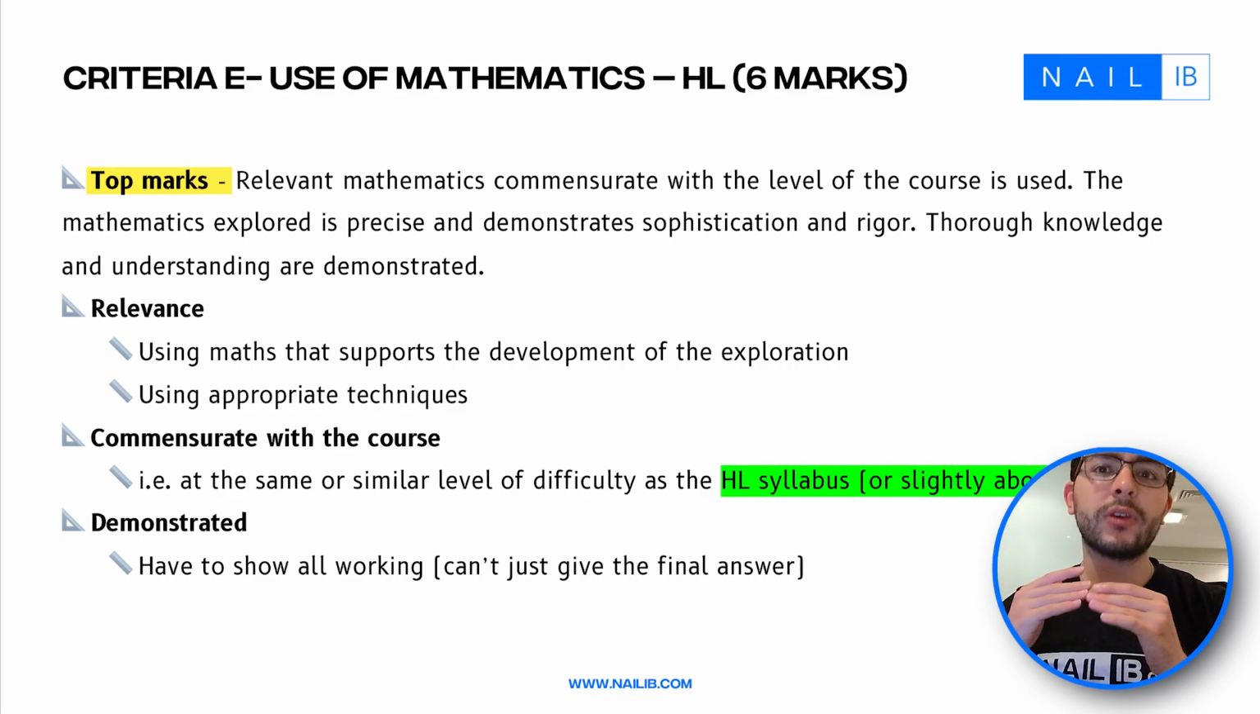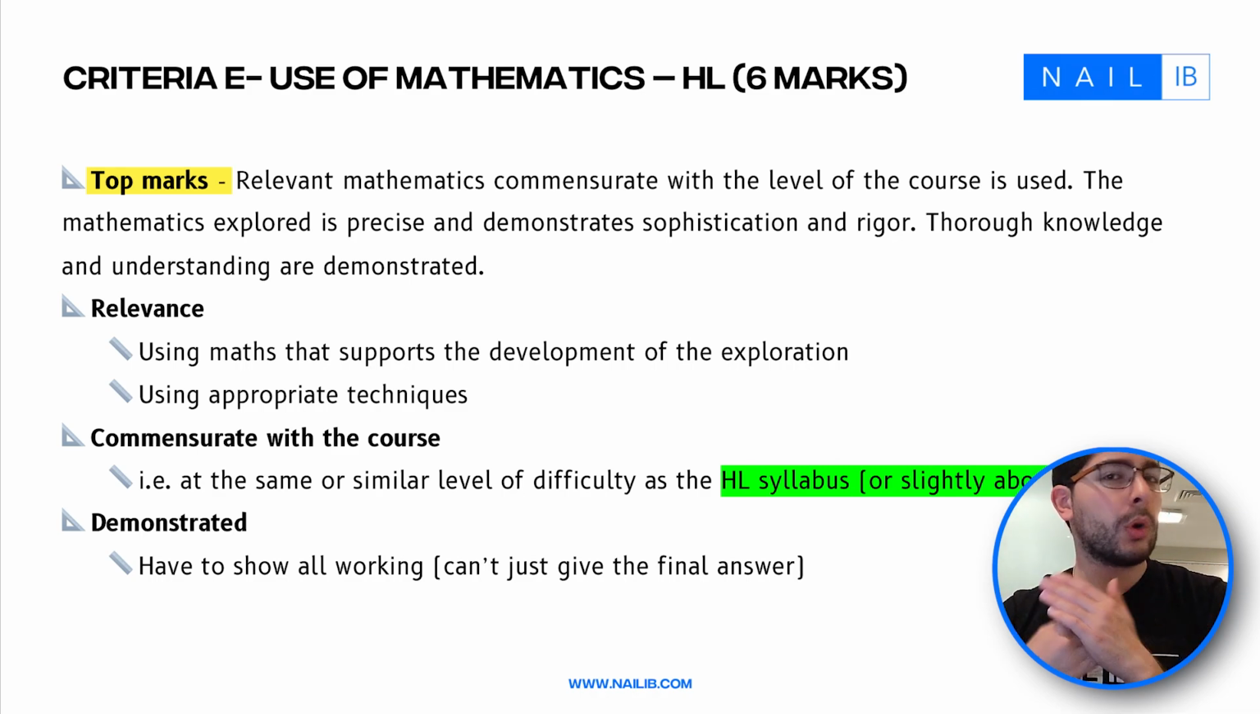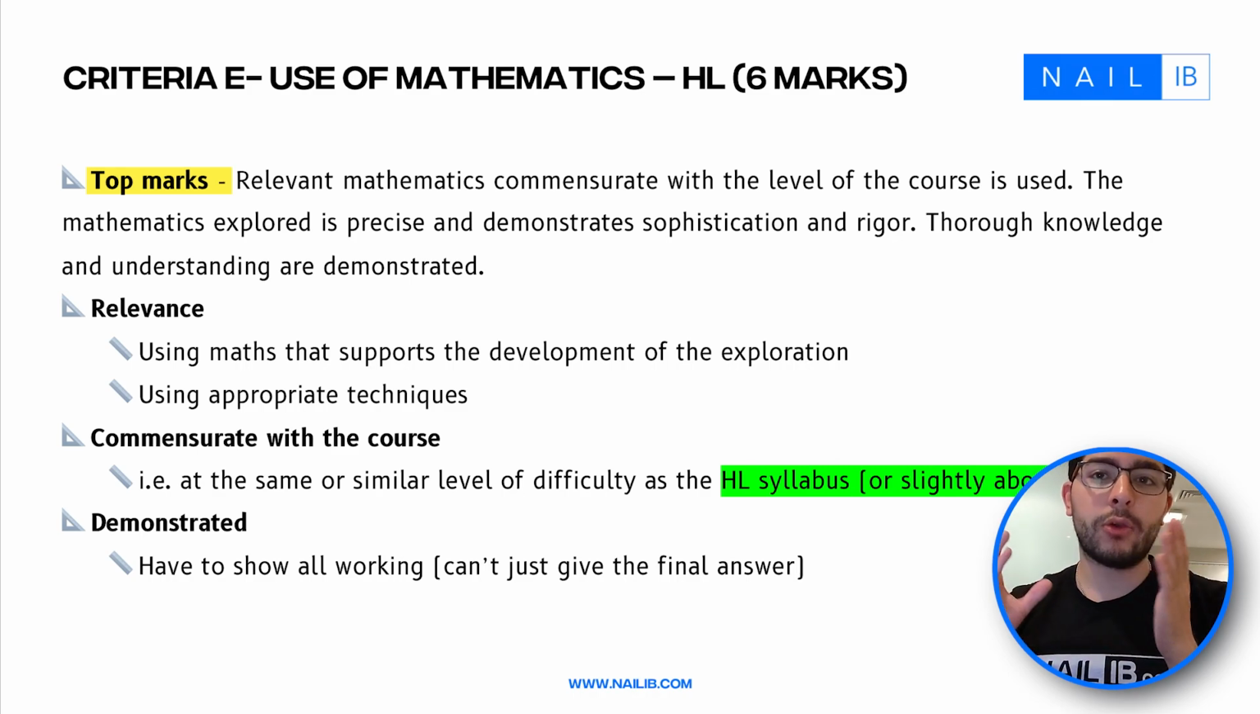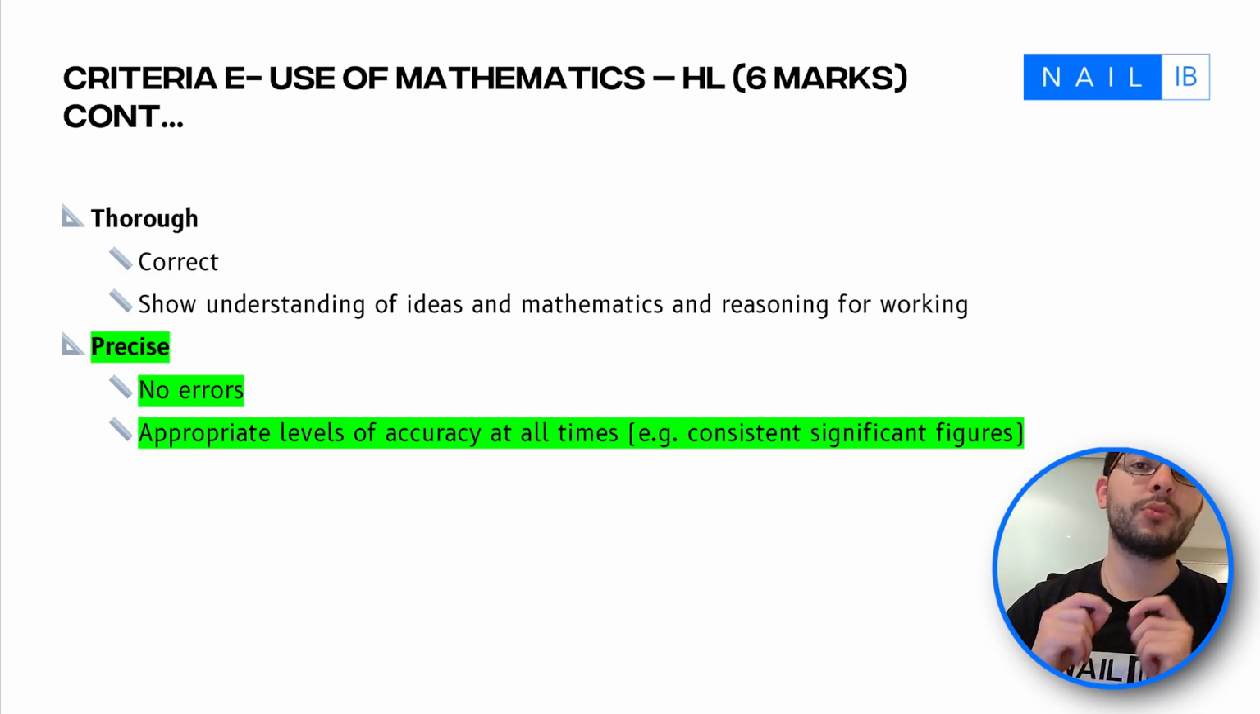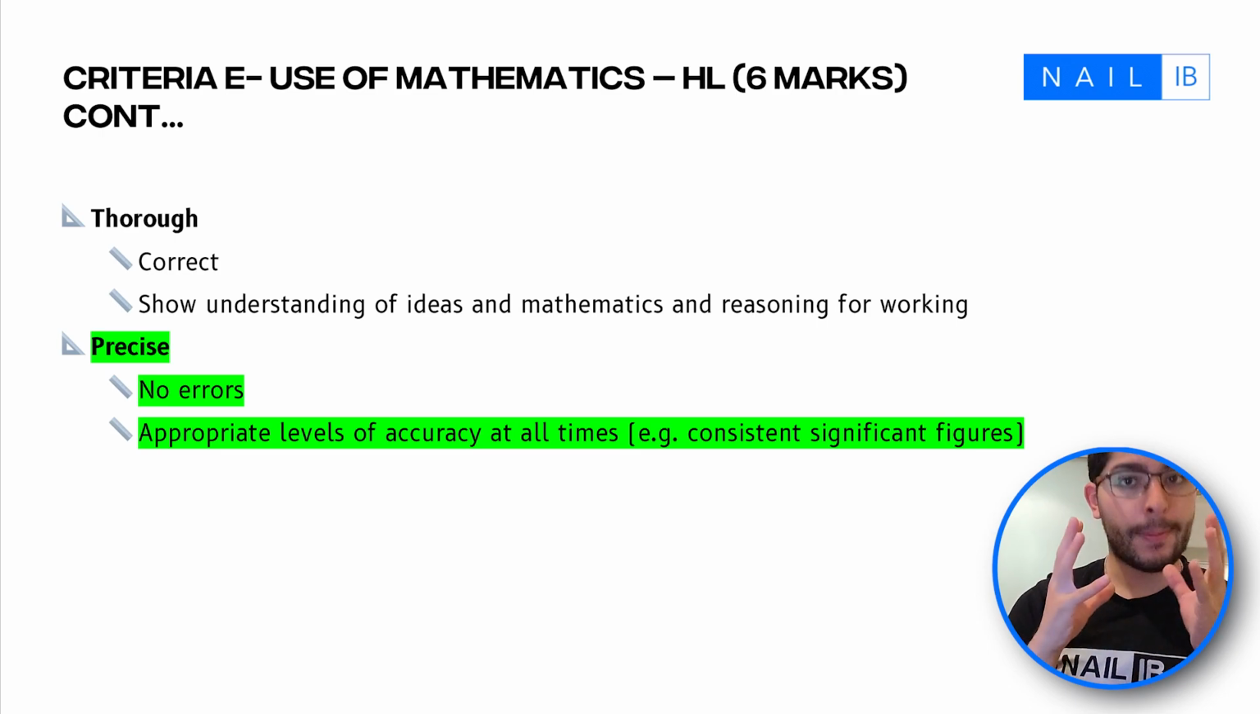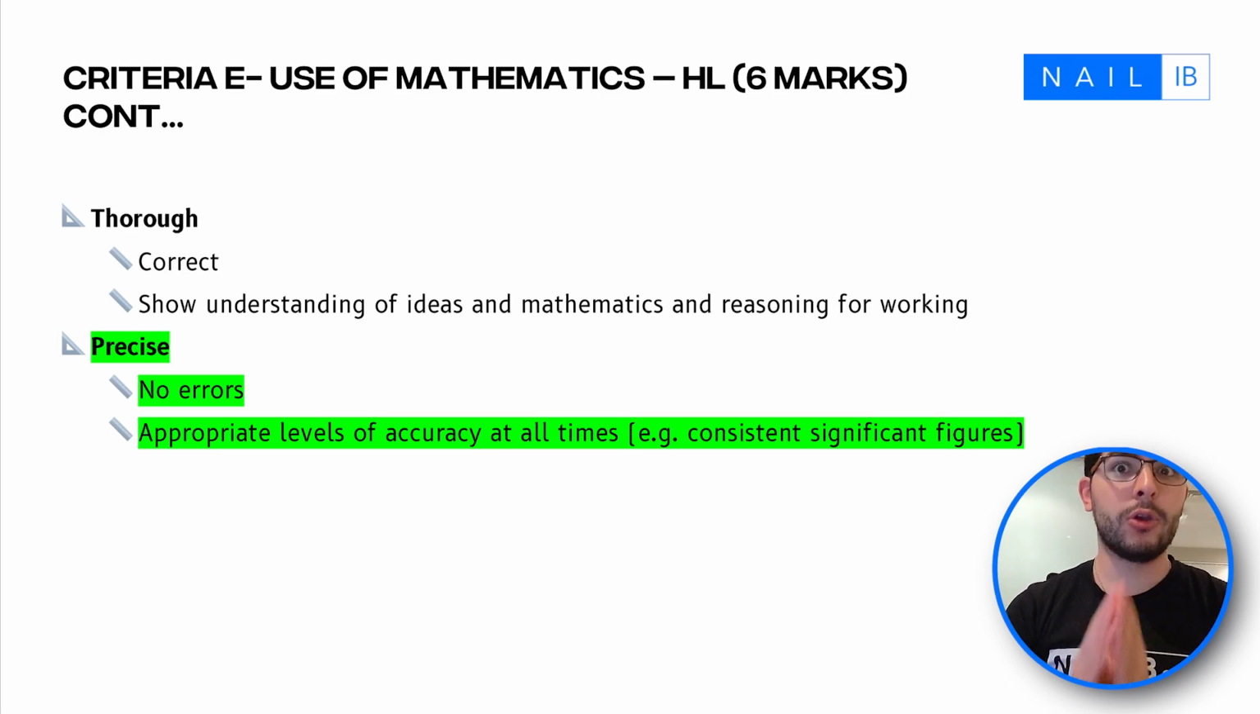Now, for HL, they also encourage, if you want, getting slightly above the level of difficulty, but once again, it might not necessarily be rewarded, but it won't be punished. Now, you also need to be precise. Precise is where they're going to be a bit stricter about errors. So you pretty much need to have no errors if you want to do well in this criteria.